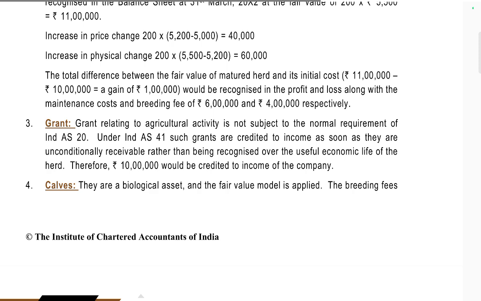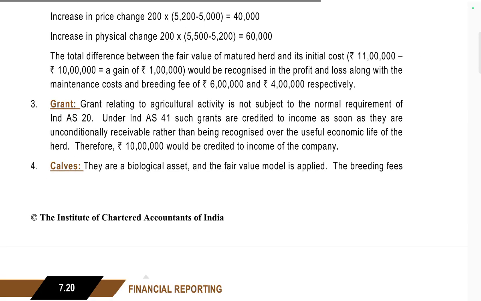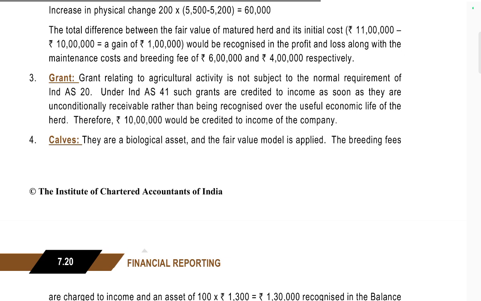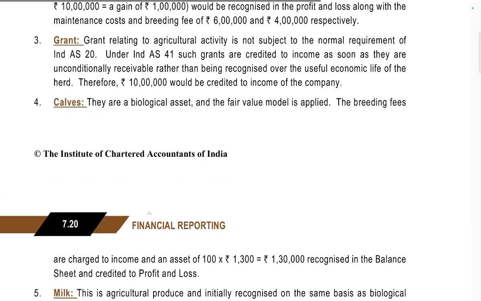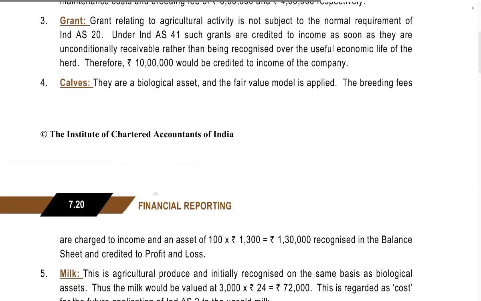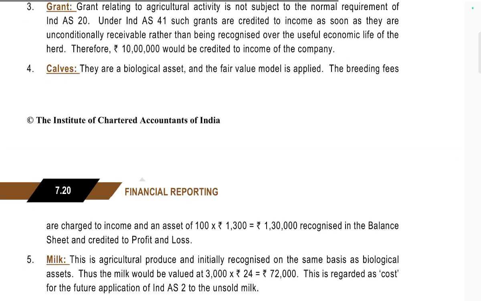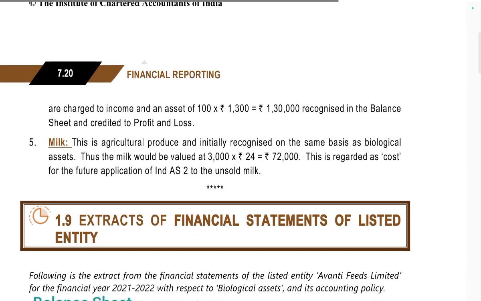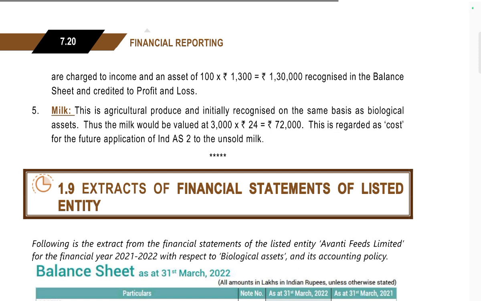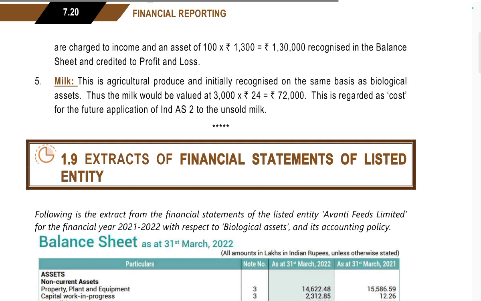The grant for agricultural activity is not subject to normal recognition under Ind AS 20 and Ind AS 41. The grant is recognized as income as an unconditional receivable, rather than being recognized over the useful economic life. This 10 lakhs should be credited to the income of the company. Costs, biological assets at fair value, trading fees and charges are reflected, and the balance sheet shows the biological asset recognized on this basis.